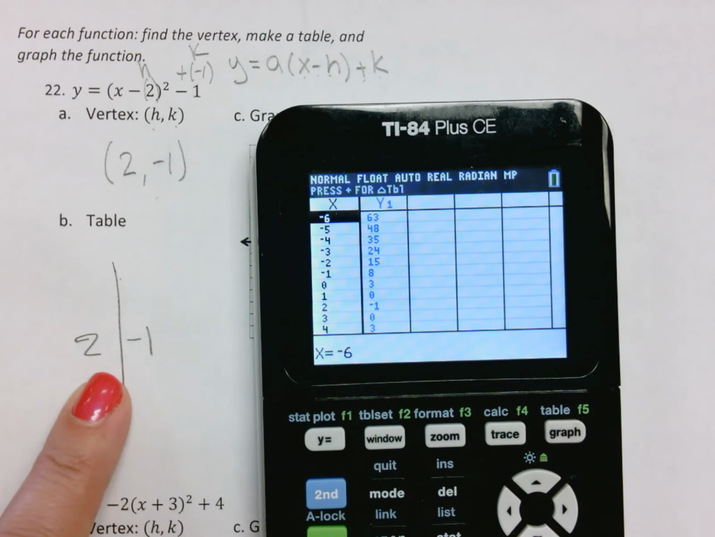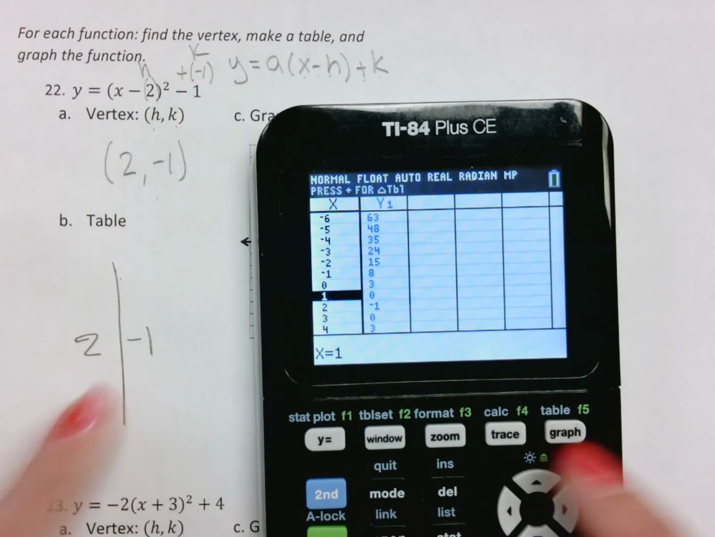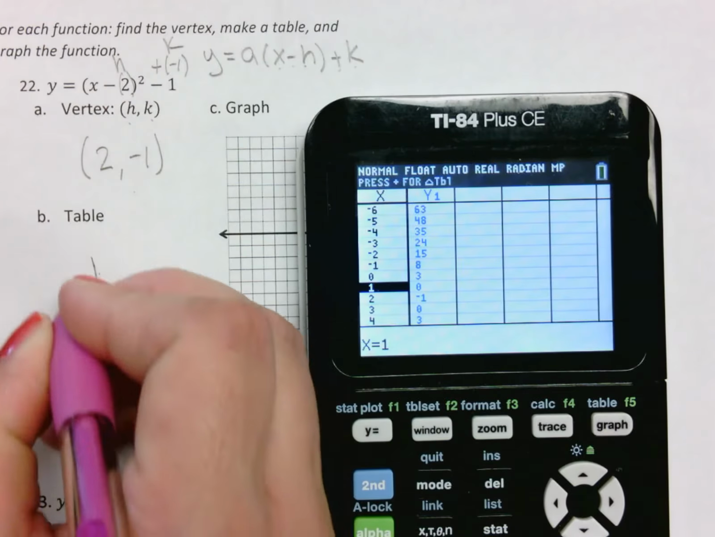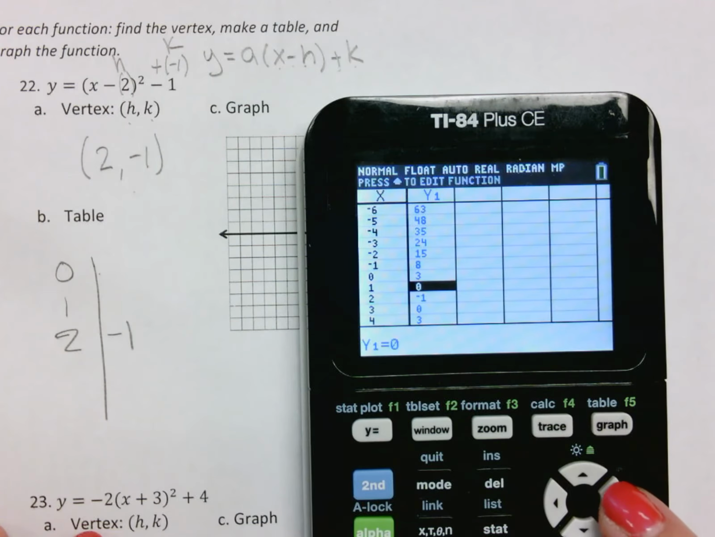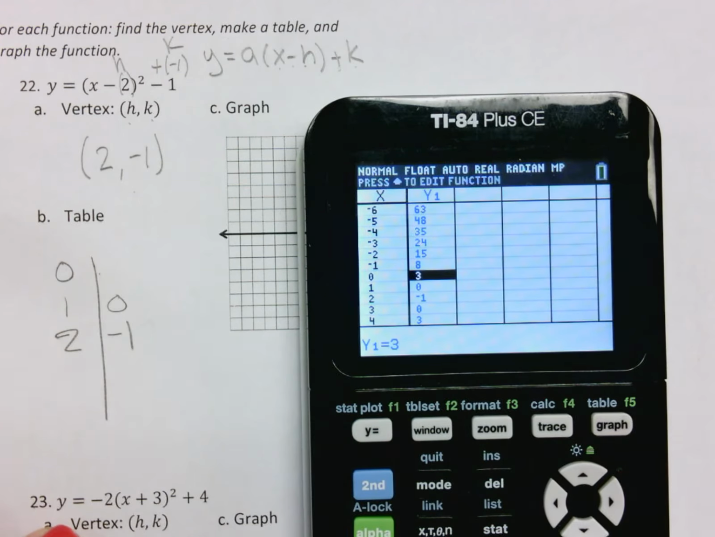We said the vertex was at (2, negative 1). So I'm going to scroll down here and look. At 2, it is in fact negative 1. So I'm going to go 2 smaller than that, 1 and 0. And I'm going to go 2 bigger than that, 3 and 4. So let's go smaller first. Let's do 1 and 0 first. So I've got 1 and 0. At positive 1, my y is 0. And at 0, my y is positive 3.